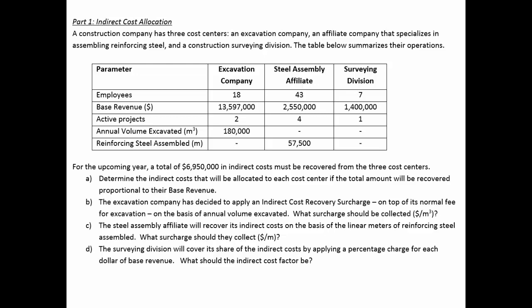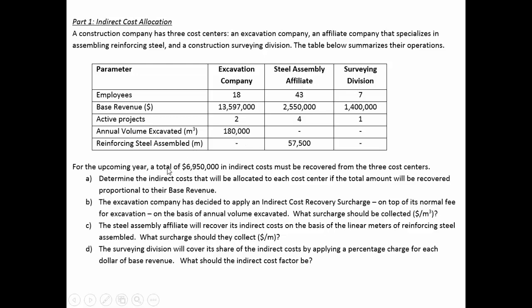And that's the idea behind in-class exercise part 3 on the handout that you've got there. What we've got is a company that has 3 subdivisions. Our construction company does excavation, they assemble reinforcing steel, and they also do surveying. Of those 3 divisions, you can see that the largest in terms of employees is the steel assembly. That's a very labor-intensive activity, so we've got a lot of employees. We know the revenue for each of the subdivisions, the number of active projects currently ongoing, and a little bit of additional data about them.